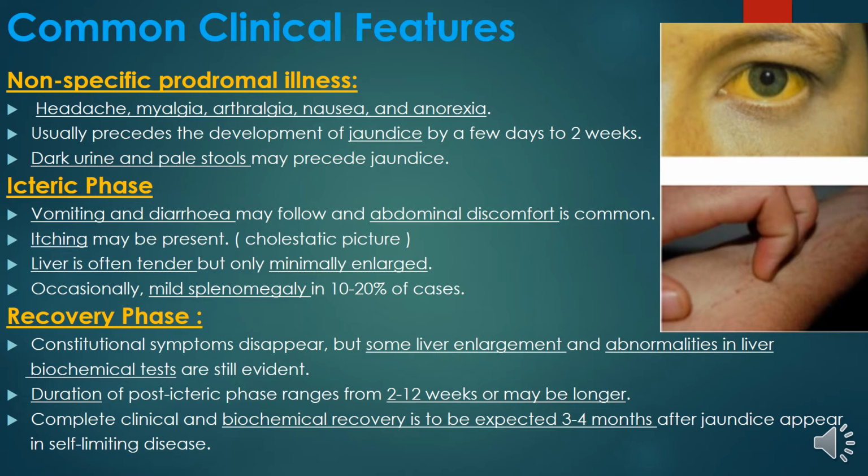Recovery phase: constitutional symptoms disappear, but some liver enlargement and abnormalities in the liver biochemical tests are still evident. Duration of the post-icteric phase ranges from 2 to 12 weeks or maybe longer. Complete clinical and biochemical recovery is to be expected 3 to 4 months after jaundice appears in self-limiting disease.